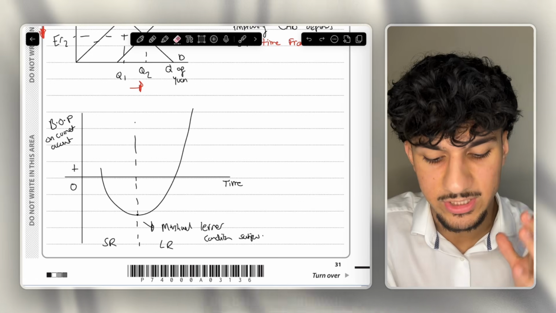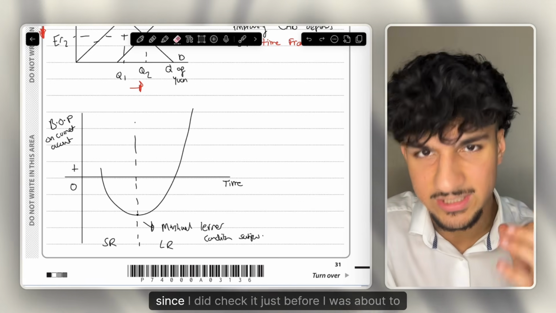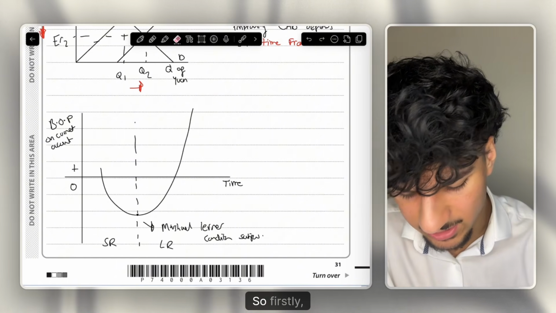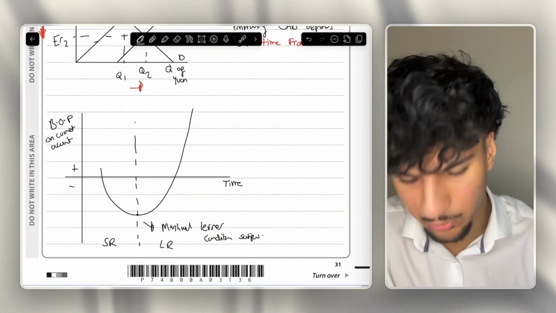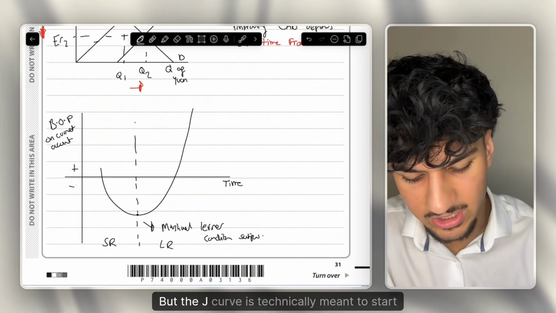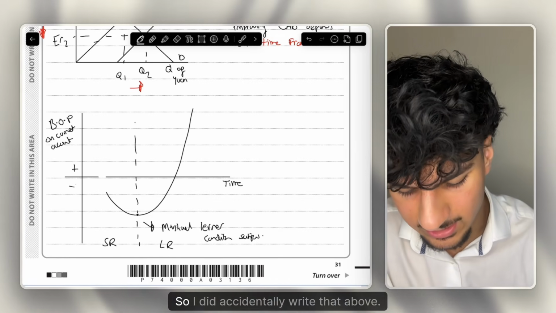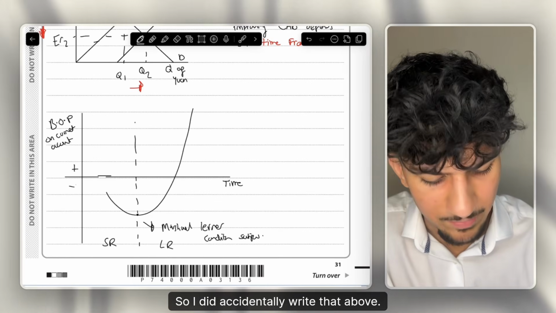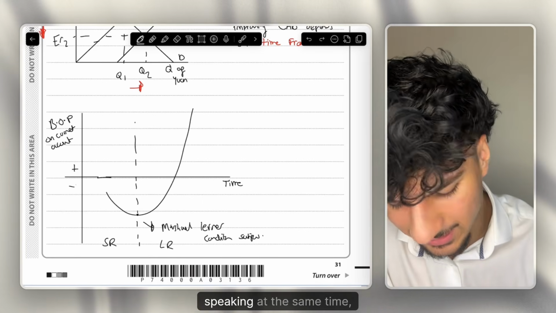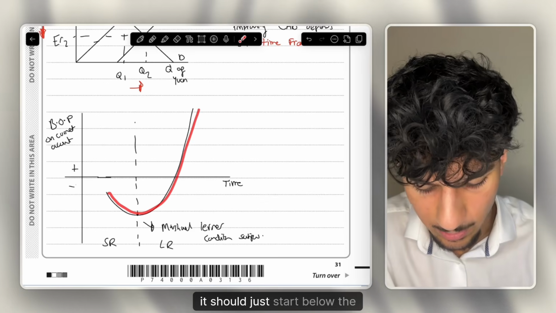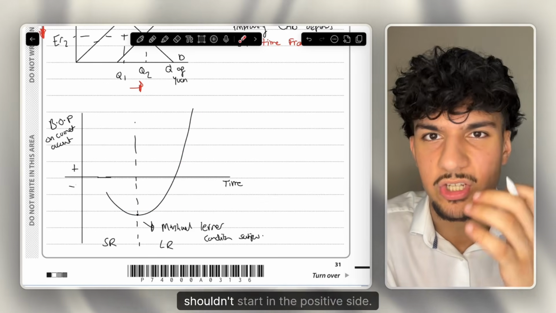But before we get into it, this is why it's important to check my diagram, since I did check it just before I was about to start speaking, and I did realise I have made a mistake here. Firstly, that's just a little error where I've written 0 instead of putting negative, but the J-curve is technically meant to start below, so start at negative. I did accidentally write that above. It is probably because I am teaching and speaking at the same time, so I'm a bit distracted. But yeah, it shouldn't start on the positive side.